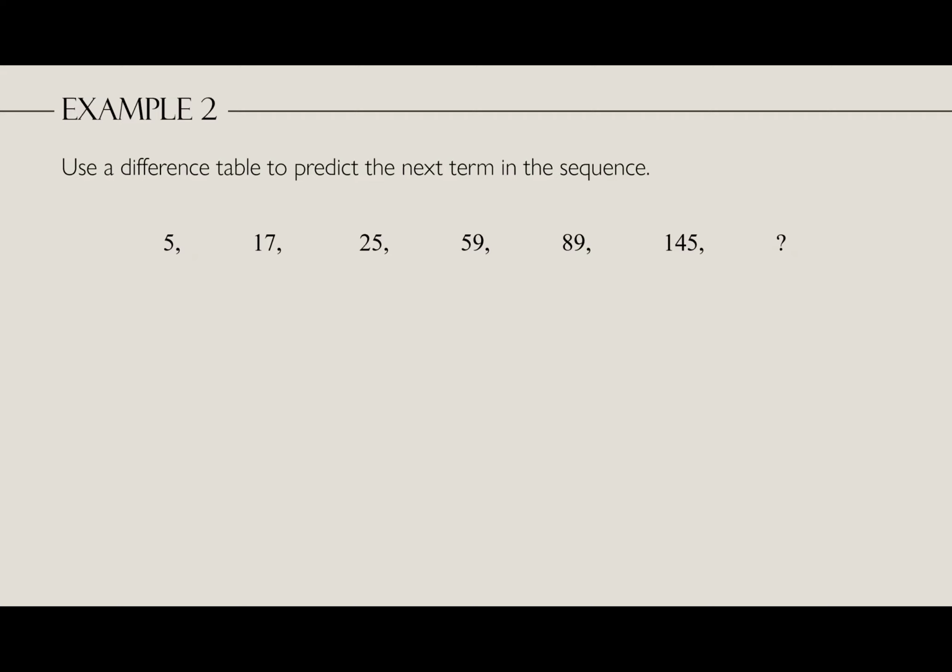Let's start with 5 to 17. What's the difference between 5 to 17? I'm going to say we had to do plus 12. What about from 17 to 25? Well, 17 to 25, it looks like we're going to do plus 8. 25 to 59, we get a nice, let's see, 34. Yes, 34.